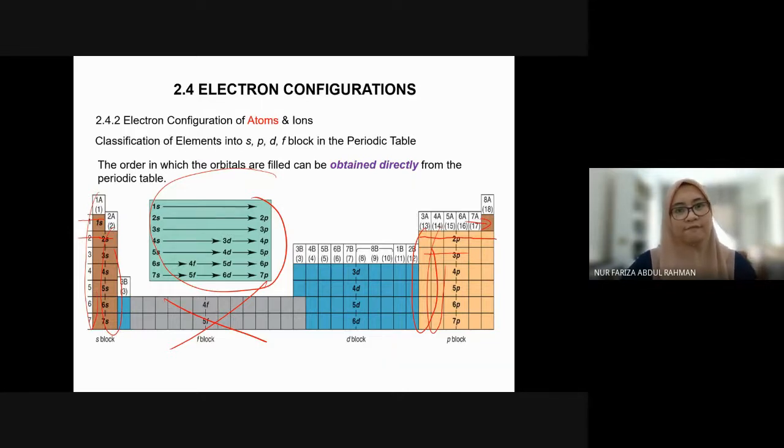So basically we have period, which is the n, the principal energy level, and then we have the group, going down. Group represents the valence electron, period represents the value of n, ataupun the principal energy level.